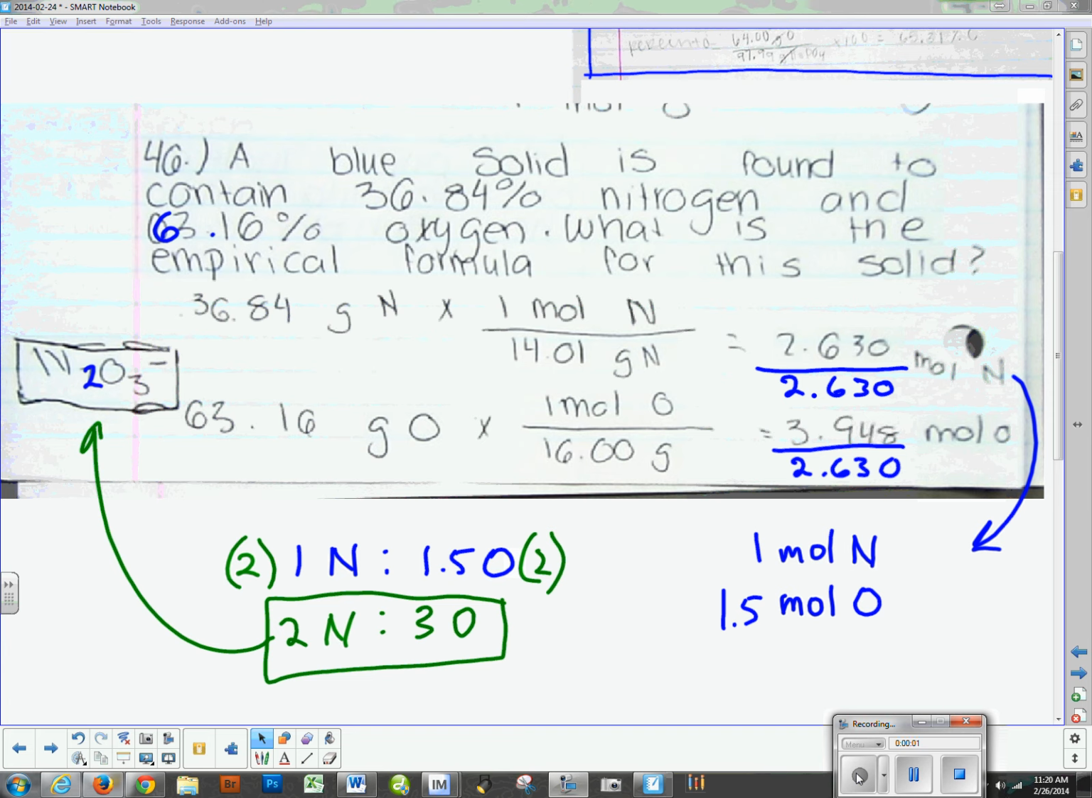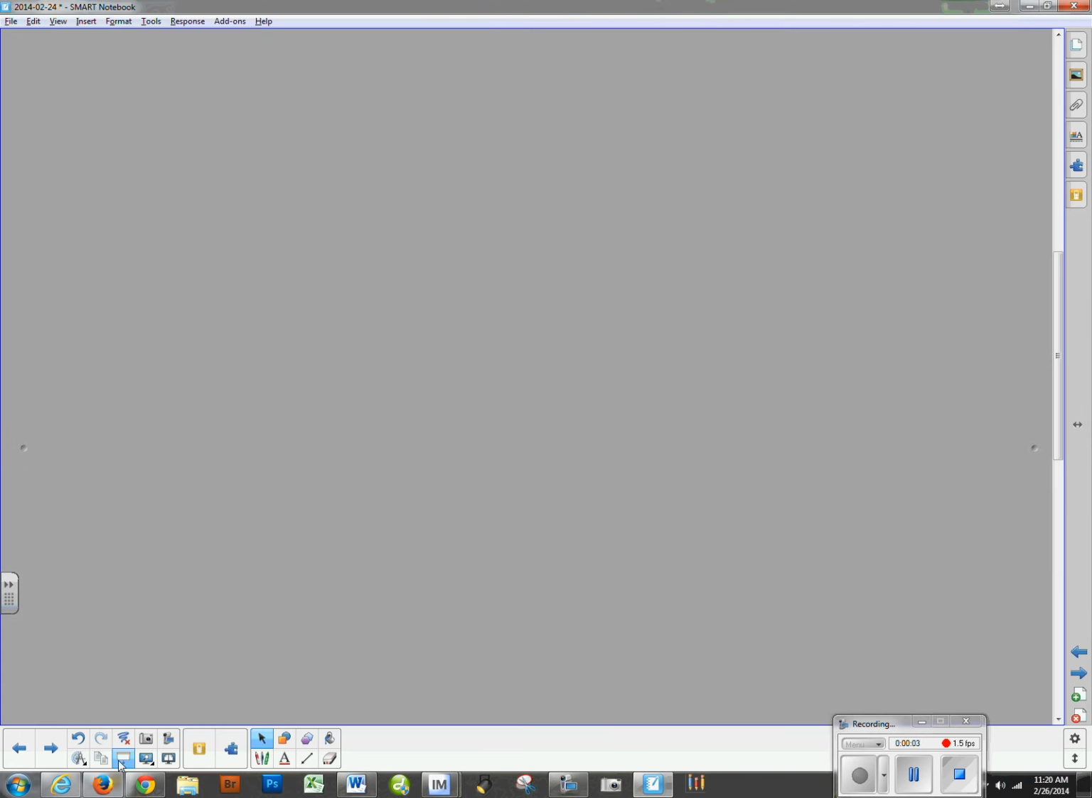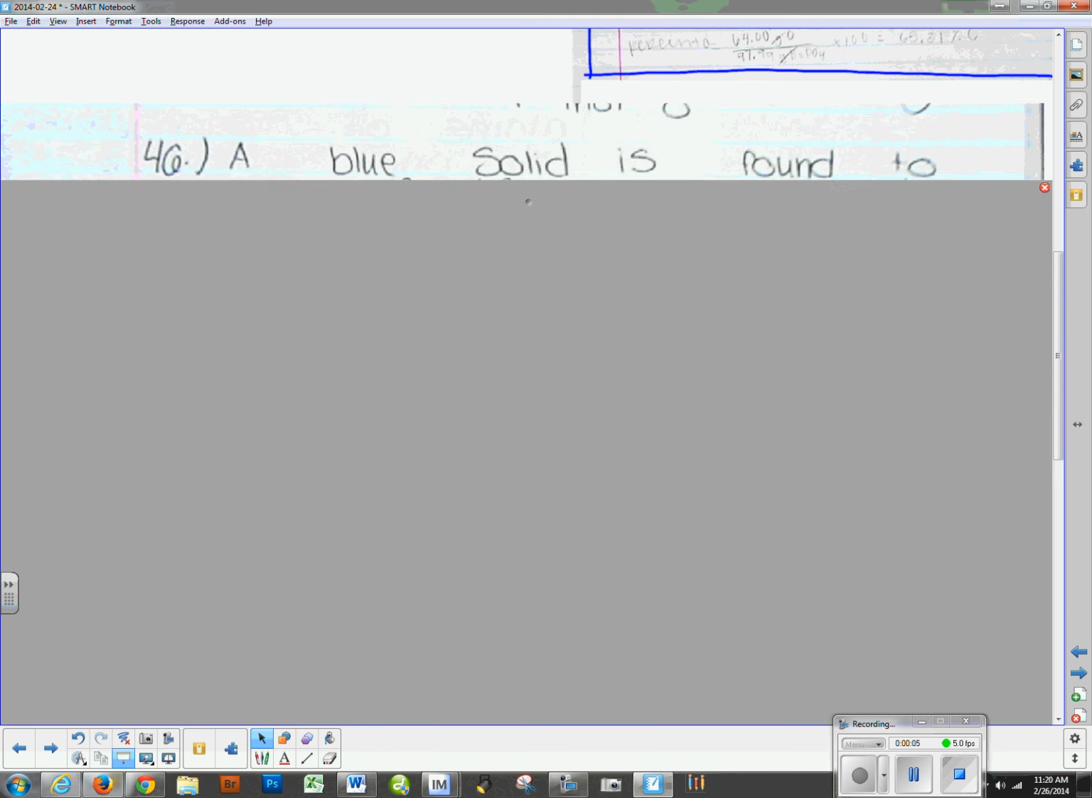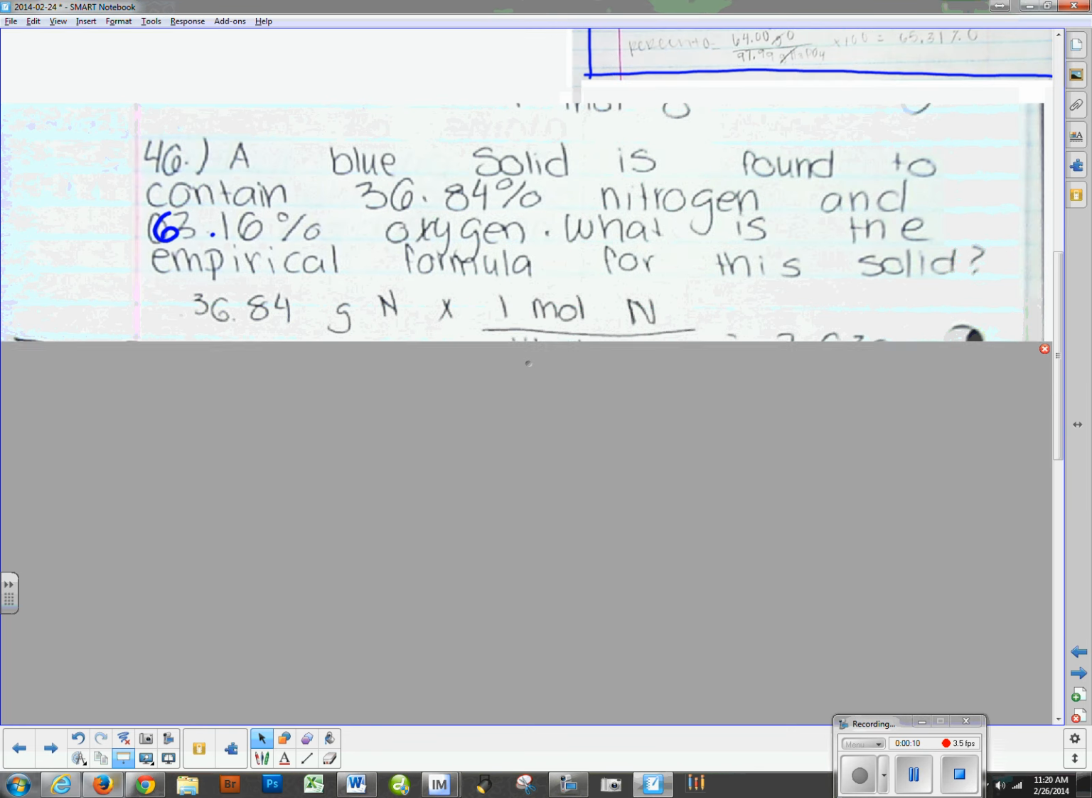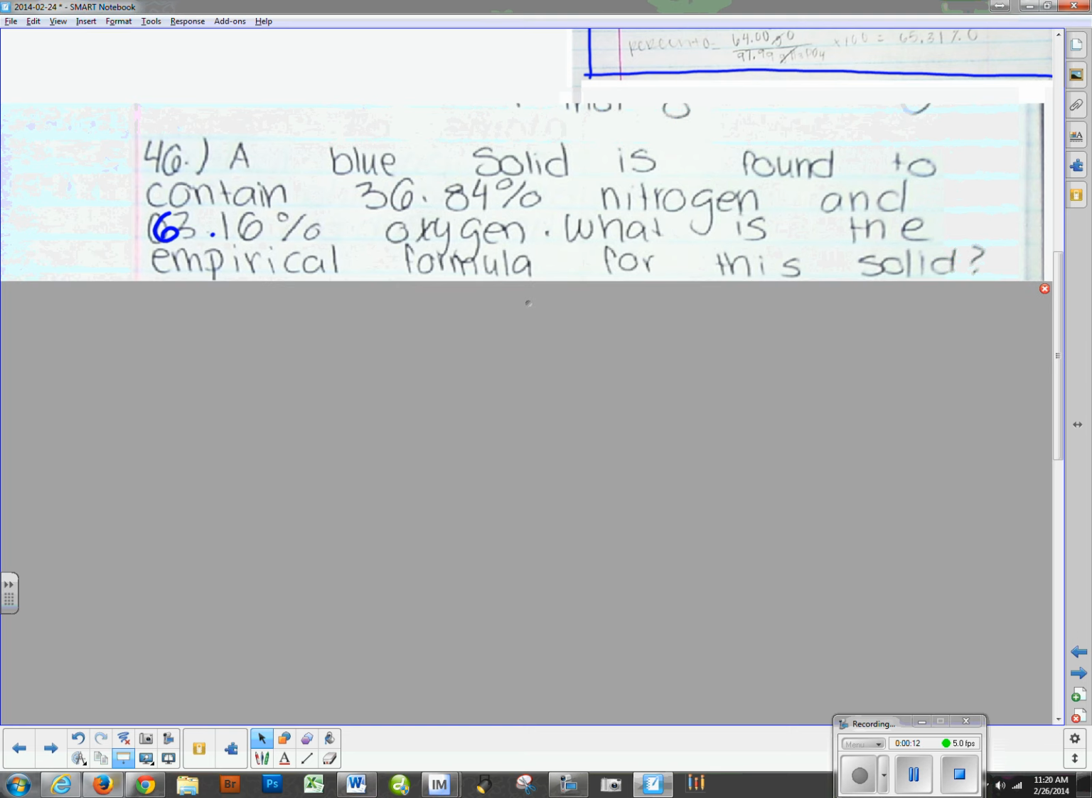Okay, we've just been working on this in class, and we've been trying to figure out what the correct numbers should be, or what the correct solution should be to solve this problem. In this problem, we're given a blue solid, and the blue solid is found to contain 36.84% nitrogen and 63.16% oxygen. So what is the empirical formula for this solid?